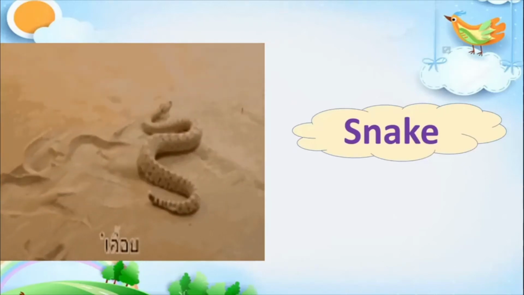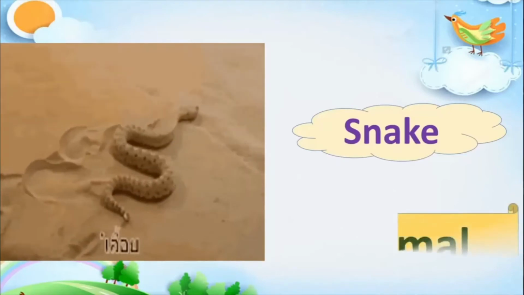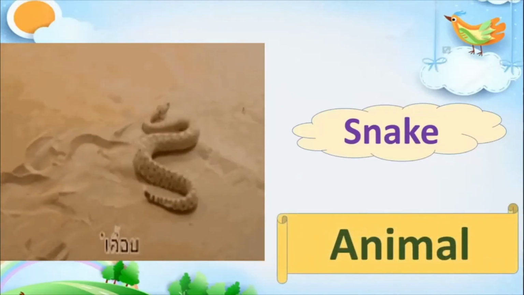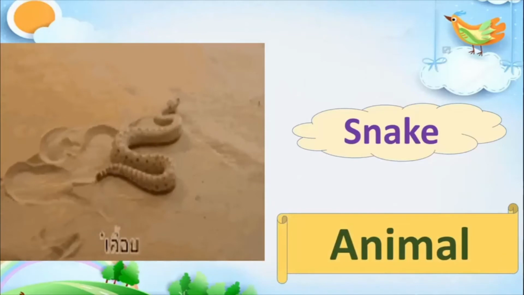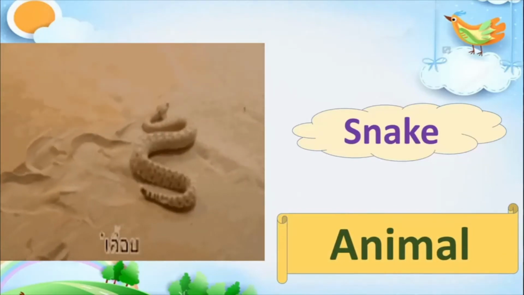S-N-A-K-E. Snake. And the snake is an animal like the rabbit. Okay, so just like the rabbit is an animal, the snake also is an animal.